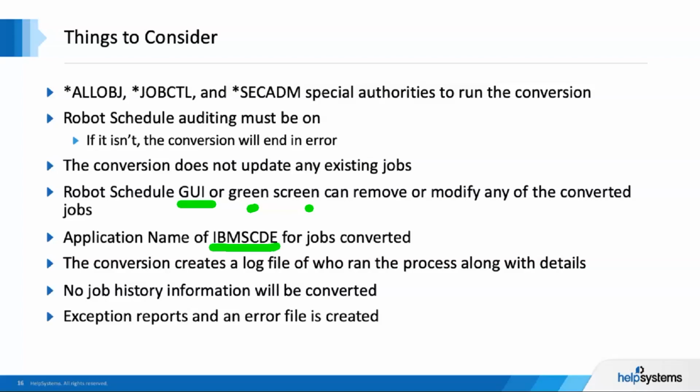What else to talk about? A log file is created, which details who ran the conversion, along with which jobs were converted and whether there are any exceptions that you might need to tackle separately. Just one thing to really note here is we don't migrate any job history information. So anything from work job schedule entry, like last run date or last change date, doesn't come across at all. So in effect, you're starting a new set of history from day one in Robot Schedule, which is not a bad thing. It's nice to be able to cut the apron strings at some stage.